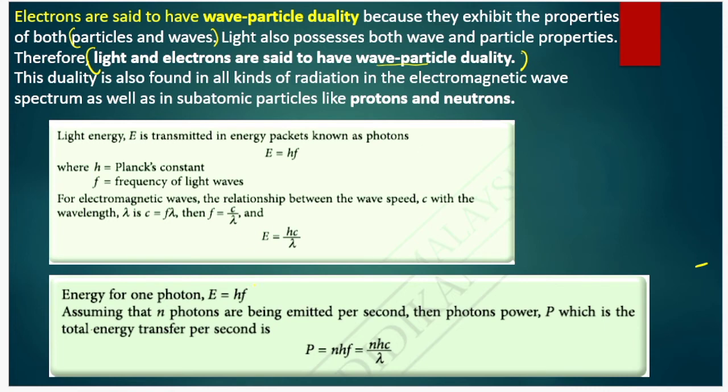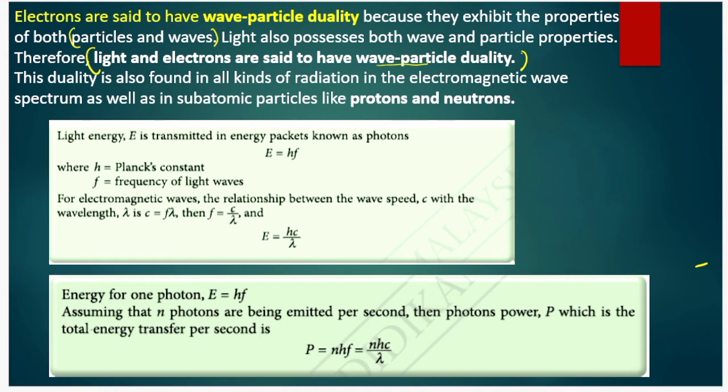Light energy E is transmitted in energy packets known as photons. Energy of photon E equals hf. From the formula c equals f lambda, frequency equals c divided by lambda. Thus, energy of photon also equals hc divided by lambda, as we discussed in the examples before. Energy of one photon E equals hf.